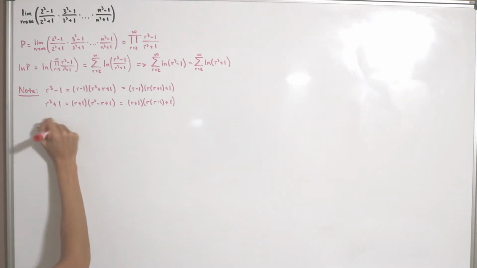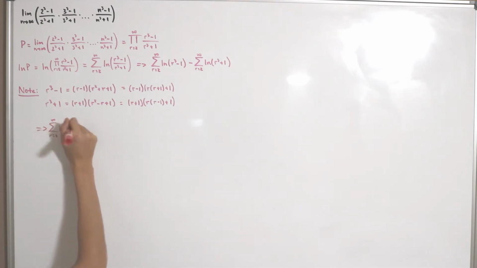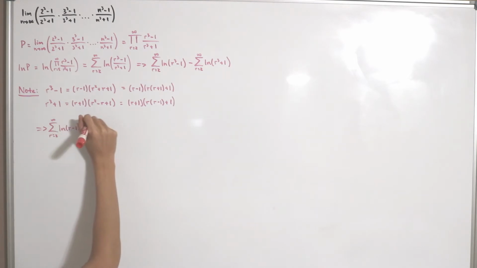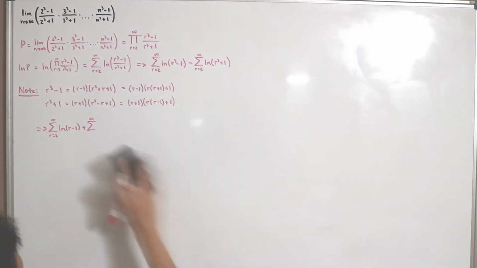So this means we have the summation from r equals 2 to infinity of the natural log of (r minus 1), then plus, or actually that's minus right here.